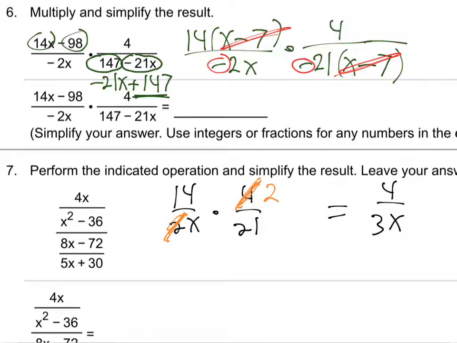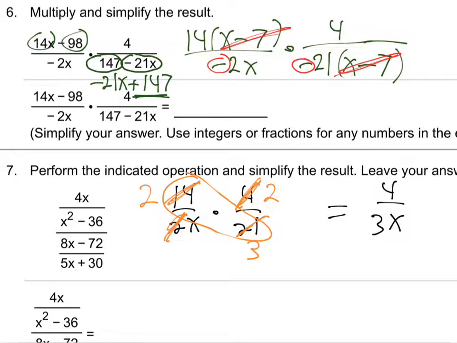Now what can I do? 14 and 21, what do they share in common? Yeah, because 14 doesn't go into 21, but 7 goes into both of them, huh? So divide them both by 7. Divide by 7 leaves a 2. Divide by 7 leaves a 3. Good. I just divided top and bottom by 7. This is just another way you could go. What's left now? Can anything else cancel top to bottom?